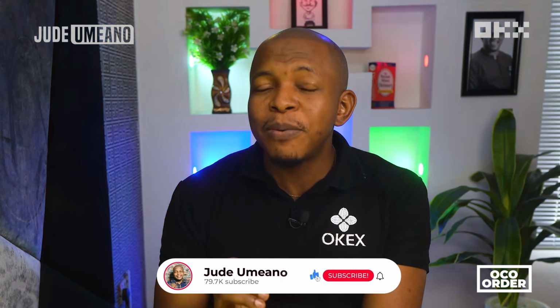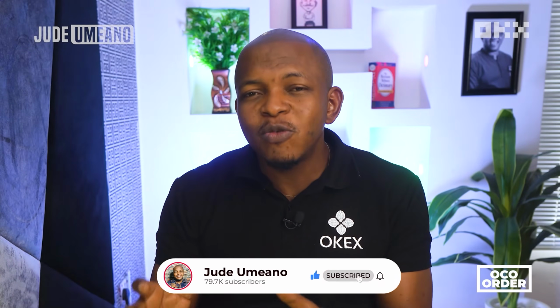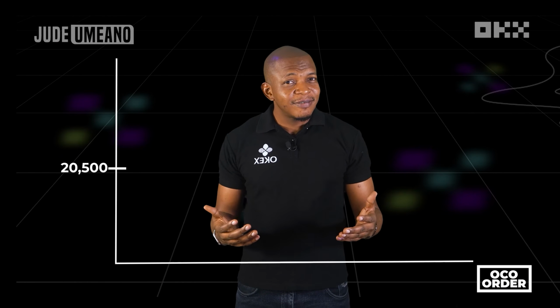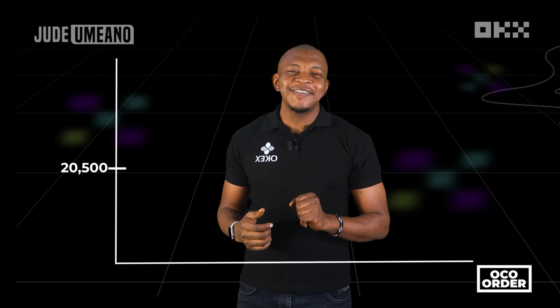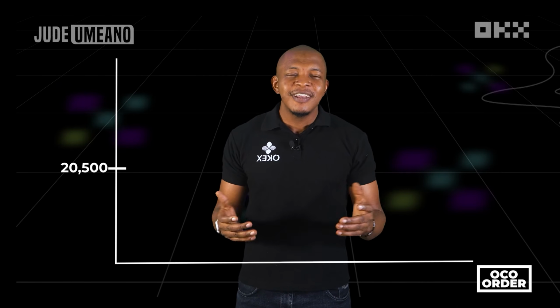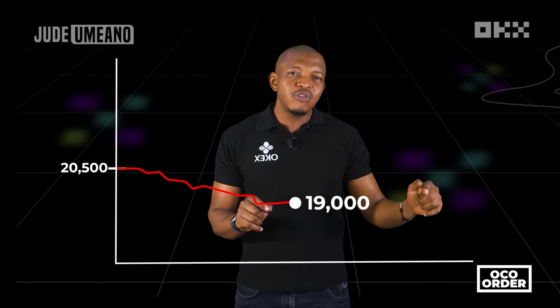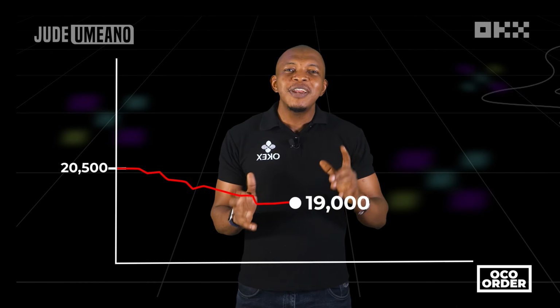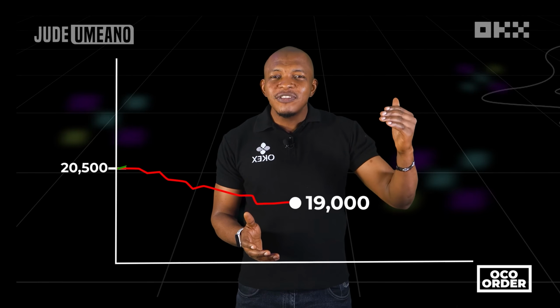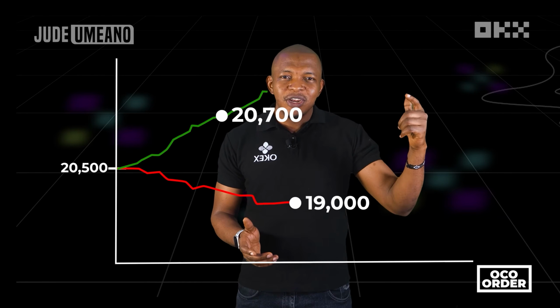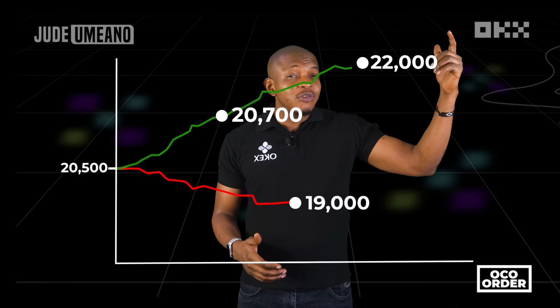If the limit order happens first, the stop limit will cancel. If the stop limit executes first, the limit order will cancel. Let's say the price of Bitcoin is $20,500. You did technical analysis and came to the conclusion that Bitcoin can either go up or go down. If it goes down, it will touch $19,000 before going up. But if it goes up and crosses 20,700, it will continue going till it gets to 22,000.